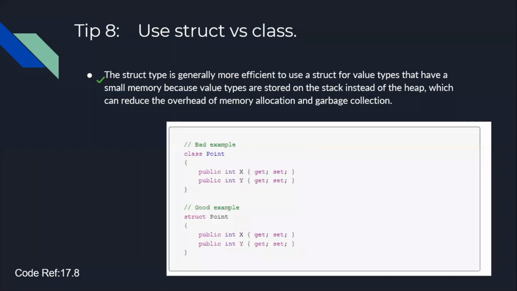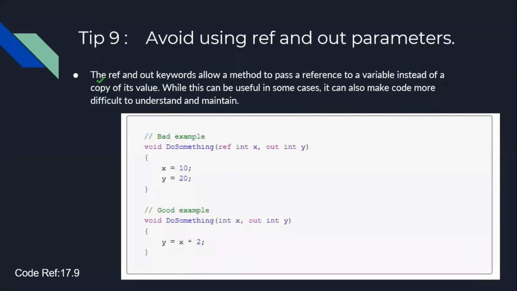Okay, we can move to tip number 9. Avoid using of ref and out parameter. Please, the ref and out keywords allow a method to pass a reference to the variable instead of a copy of its value. While this can be useful in some cases, it can make the code more difficult to understand and to maintain. So please limit the using of ref int x and out int y as parameters of your function. Okay, the bad example, ref int x out int y, but the good example, int x out int y.